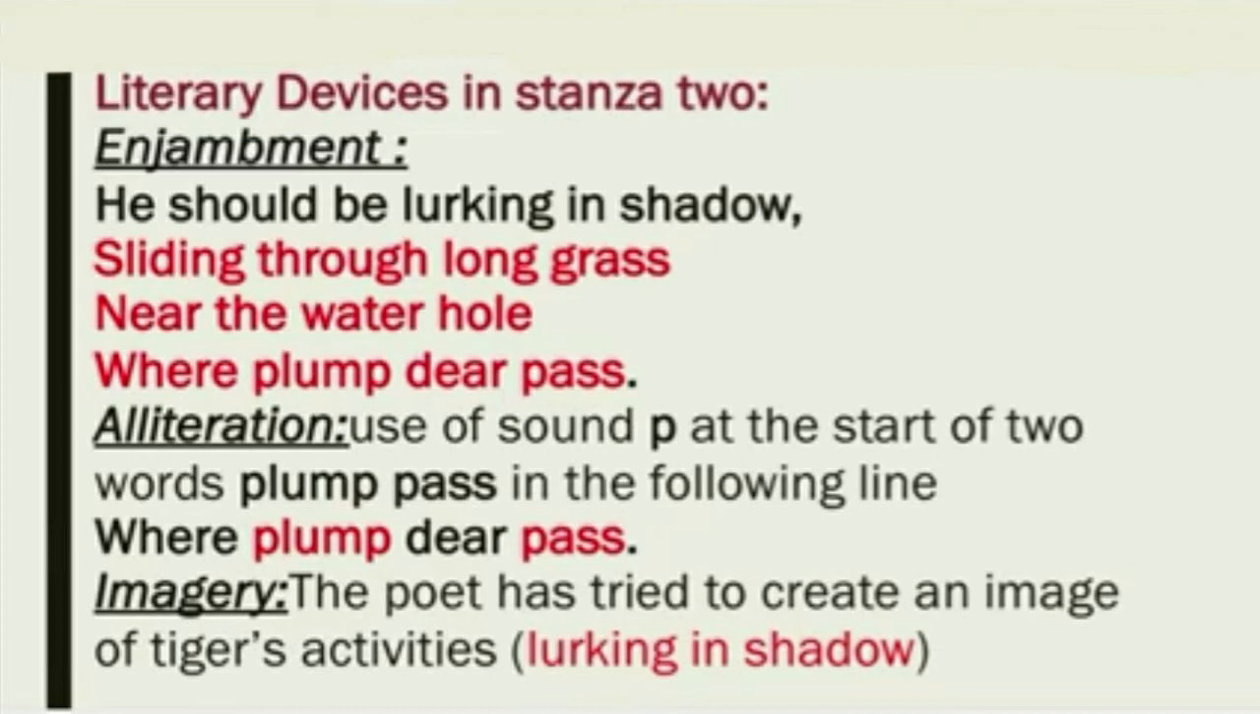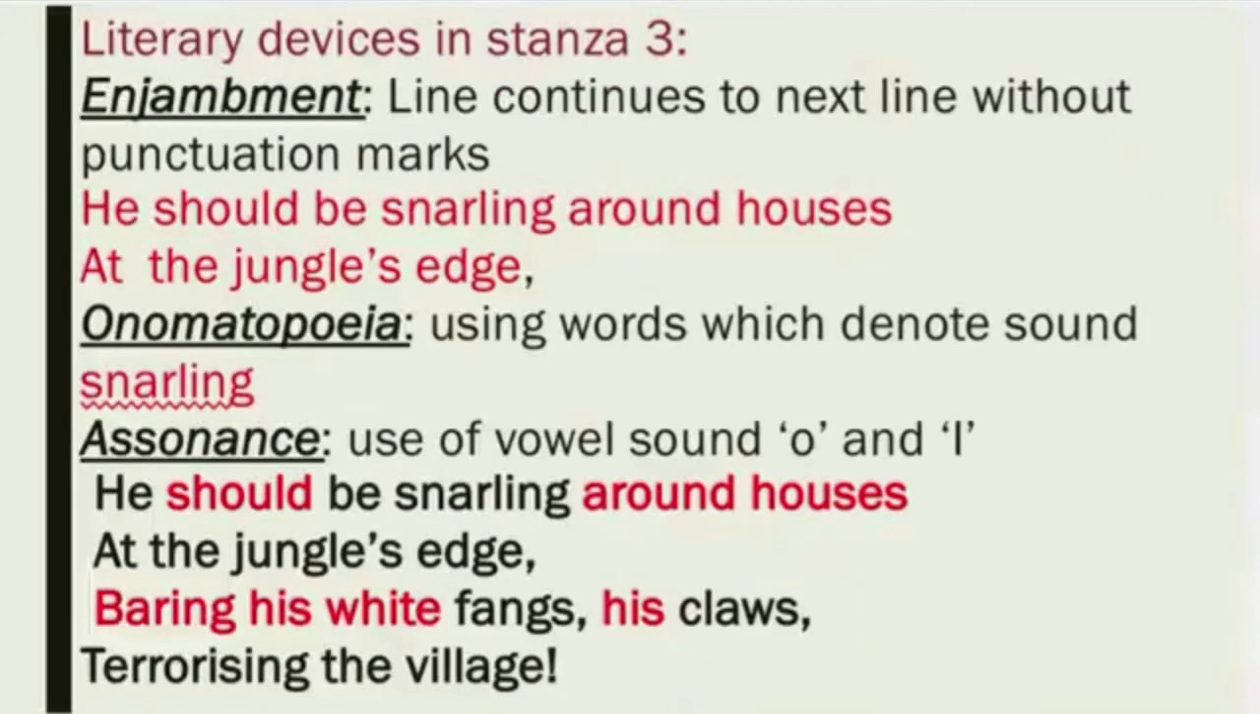Okay. Next poetic device in this stanza is alliteration. Now, what do you mean by this? Use of the sound P at the start of two words, plump, pass, in the line where plump deer pass. The P sound is repeated. Now, you have to notice that when two words are there and the starting letter is repeated, it comes under alliteration. Now next poetic device is imagery. The poet has tried to create an image of the tiger's activities, that is lurking in shadow. So again here some imagination is given to the tiger's activities, lurking in shadow, and it comes under imagery. We'll move to the third stanza, enchantment.